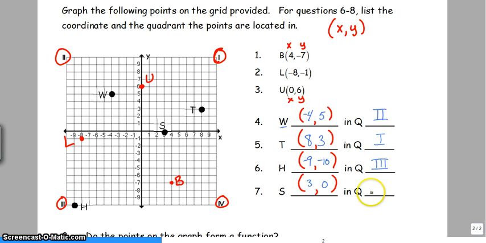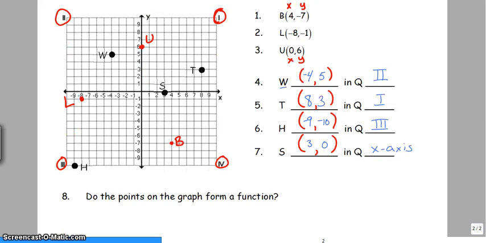The tricky one here is point S. It's not actually in a quadrant. Since it's on one of our axes, the axes are not considered in the quadrant. So if it lies on this x-axis, we would just label that. It's not in a quadrant, we would say x-axis. And similarly for point U, I wouldn't say that that's in quadrant 1 or quadrant 2. We'd say that that's on the y-axis.